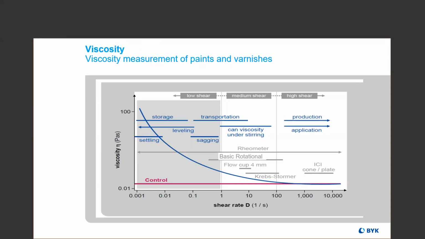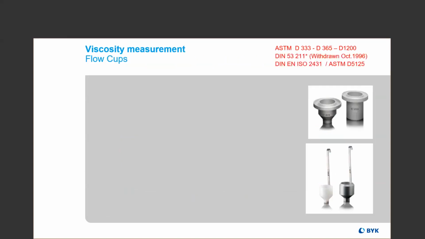So now that we have an understanding of what viscosity is and some of the different types of liquids when it comes to viscosity, we're going to move on to our talk of different types of viscosity measurement methods. So the first one we'll talk about are flow cups.